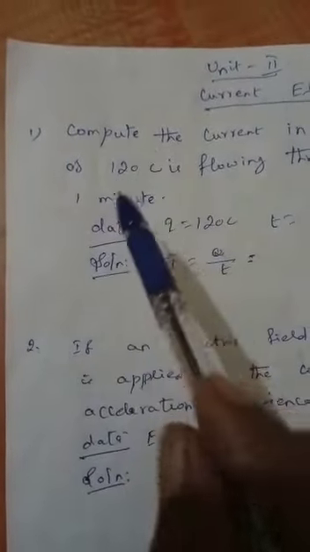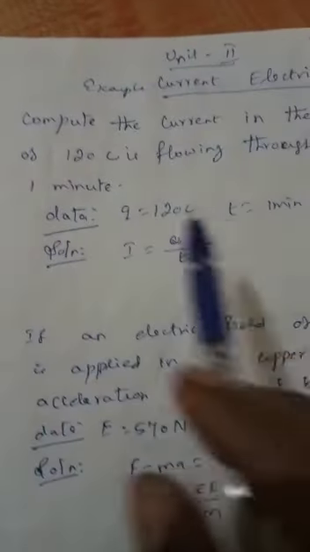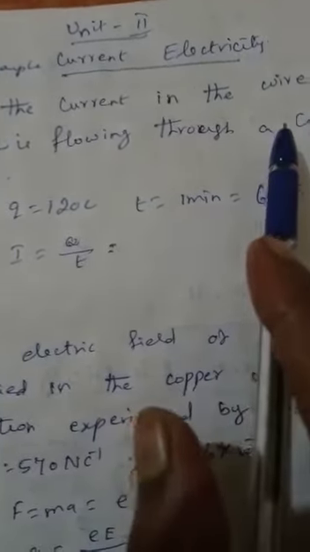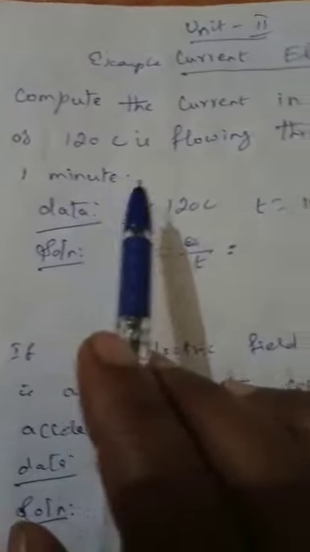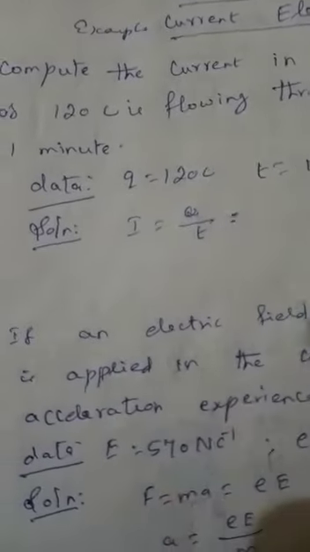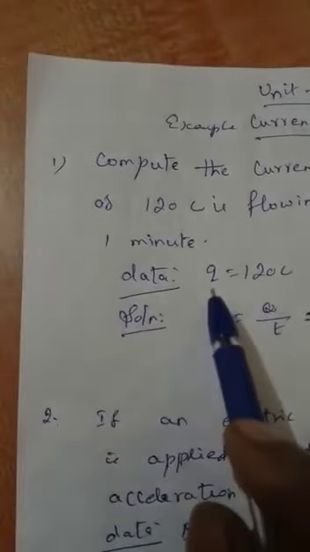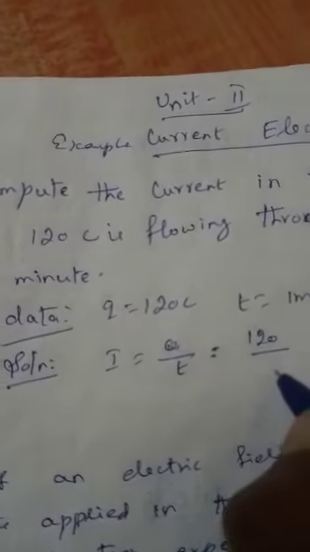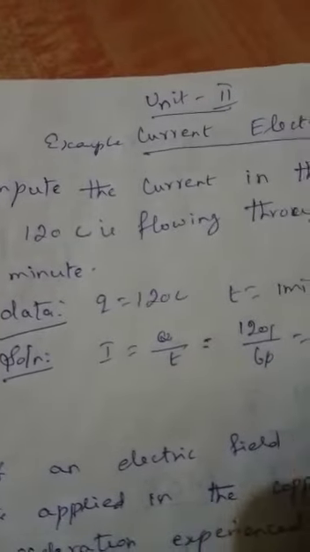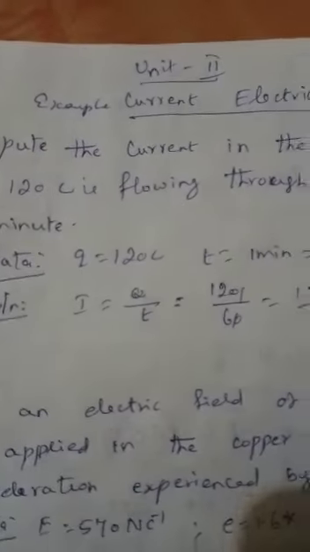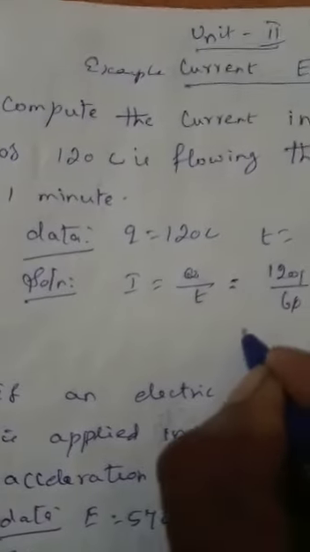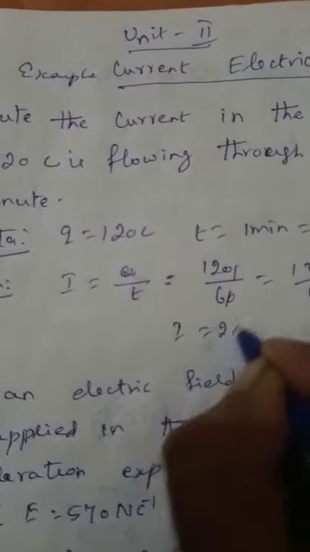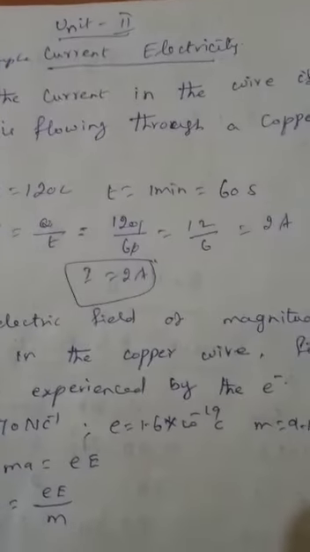First one, example problem. Compute the current in the wire if a charge of 120 coulomb is flowing through the copper wire in 1 minute. What is the current? We know the current I is equal to Q by T. Q is 120, time is 60 seconds. So we get 12 by 6, which is equal to 2 ampere. So current I is equal to 2 ampere.